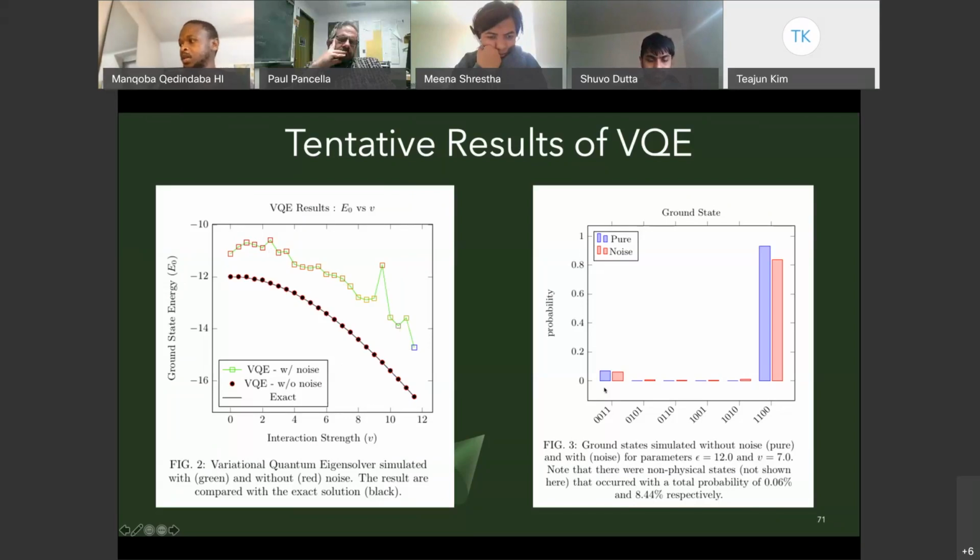And the states here, 1,1 means both particles are in the ground state. And this one means both particles are in excited states. And we see the ratio here is different. When you increase the interaction strength, you see this side increasing and these sides decreasing. But of course, there's still some error. There are some states that are non-physical that appear in our results.